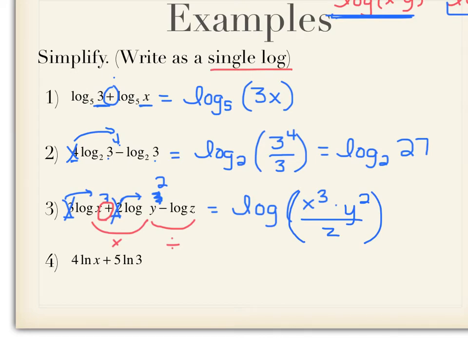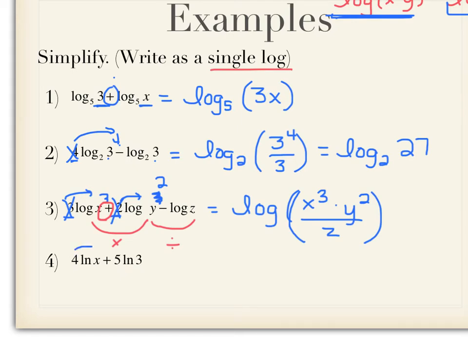Okay, so the numbers out in front, I turn them back into exponents, and then I combined here with multiplication because of that addition, and I combined here with division because of that subtraction. So this is how I would write my final answer. Natural logs work the same way. That's what these are down here, ln and ln. All of those same properties hold.